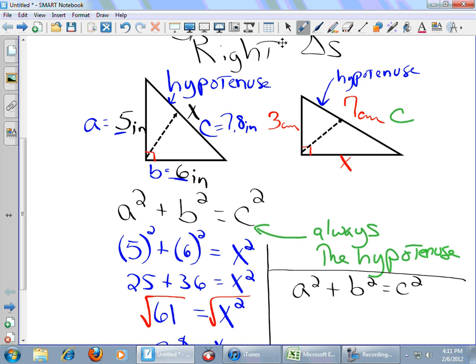Have I said that enough? Tony, were you listening? C is always the hypotenuse. Mr. Bliss, c is always the hypotenuse. Mr. Hevesy, what is c? Very good. I know you said hypotenuse. Raymara, c? Hypotenuse. You got it. I can't fool you guys.